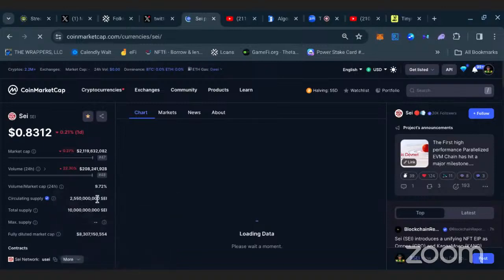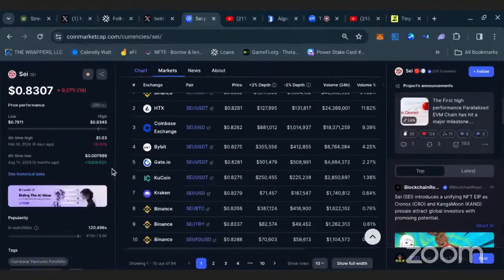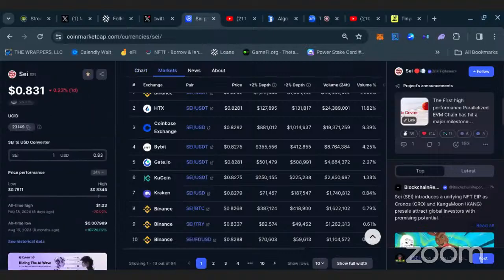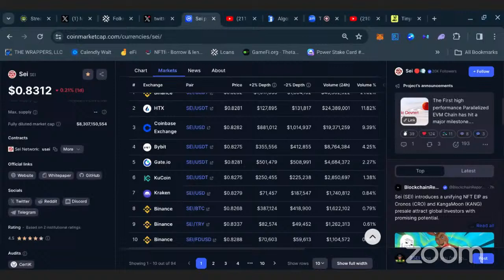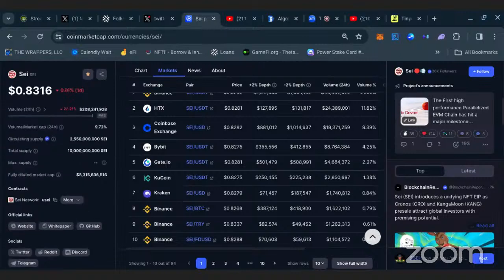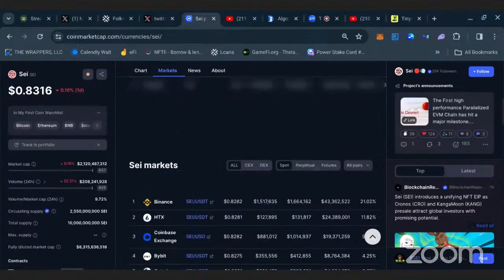So just being able to look at those different metrics. Oh, what's wrong with this thing? It froze up. Looking at those different metrics is how you'll be able to compare apples to oranges, or see if something is a good fit for your portfolio.